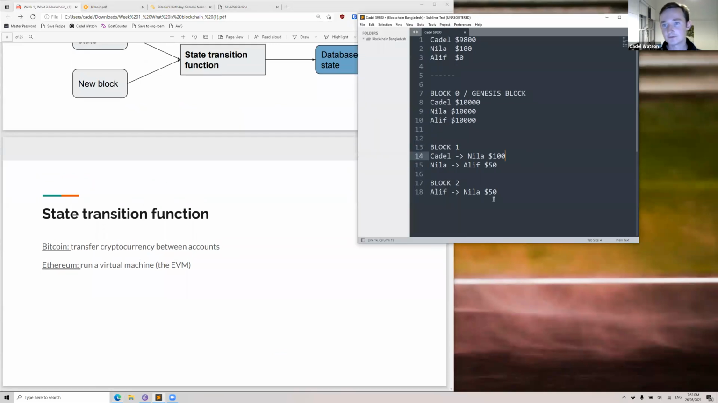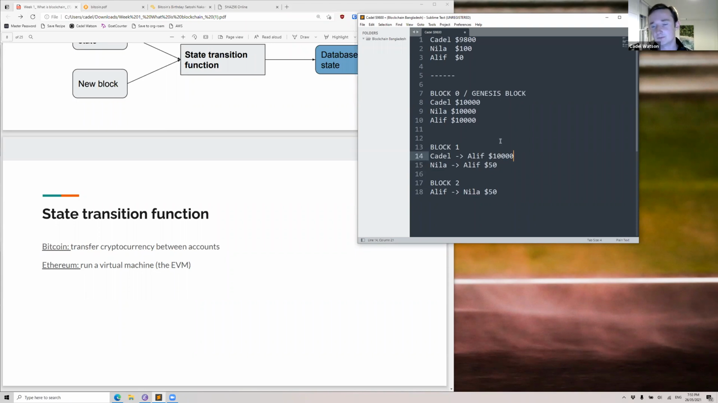Okay, so we've got our database here, but there is already a problem, and that is it's not tamper resistant in any way. So if someone else came into this system, say Alif, and he wanted to suddenly become a lot richer, he could go back to block 1 and he could change the value that I transferred to him to be 10,000, right? And essentially rob me of my money.